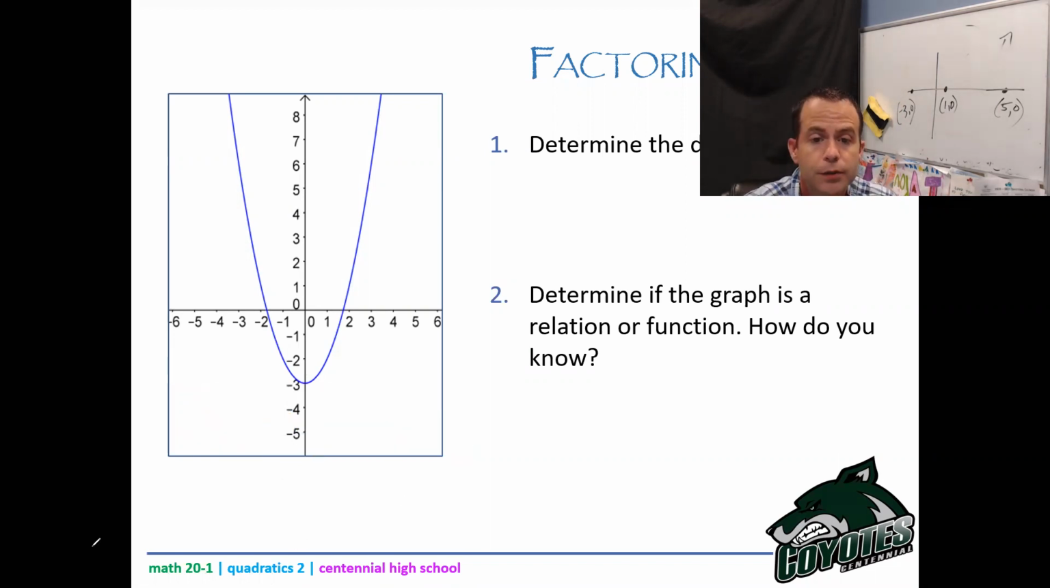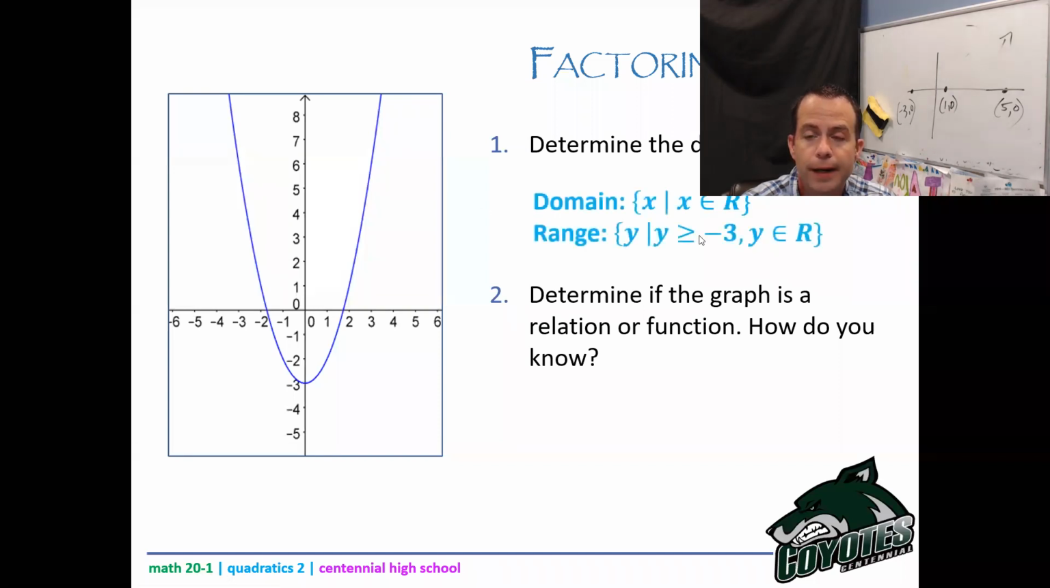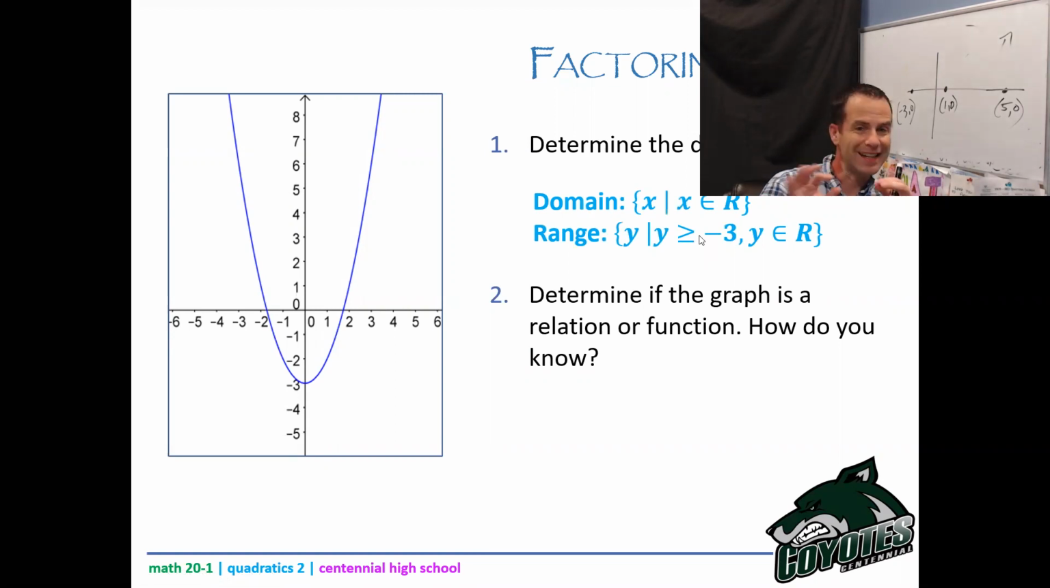So my domain is listed as x is a member of the reals, and the range is listed as y is greater than or equal to -3 and y is a member of the reals. You need to be very, very specific in how you write domain and range. This is called set builder notation. If you forget any of these pieces, it's not considered completely correct. So be super careful that you are writing those exactly as you see them.